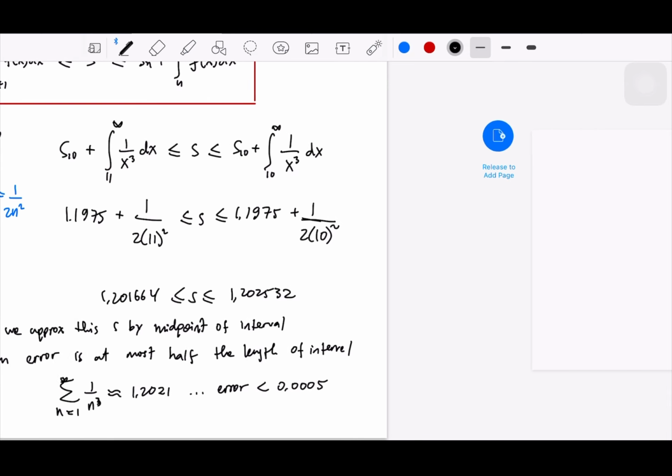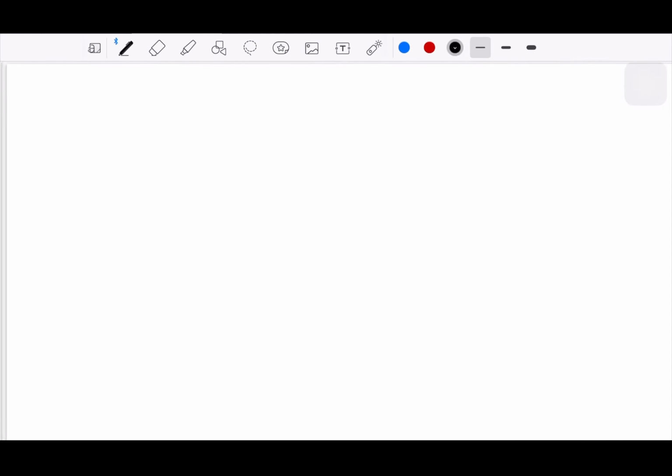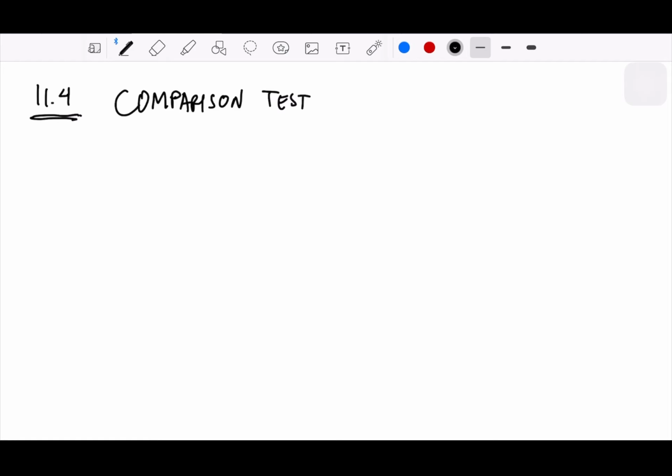Okay. Now that's 11.3, the integral test and the estimate of the sum. Now let's move on to 11.4. This is called the comparison test. So we have the divergence test, the integral test, and now we have the comparison test. The divergence test is one of the easiest. This comparison test is also among the easy ones to apply. So it will be helpful.